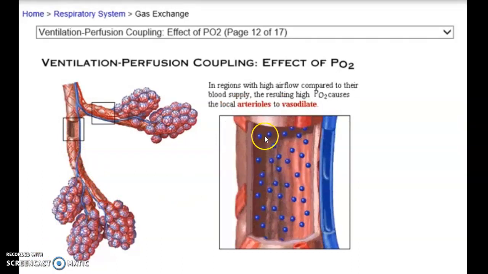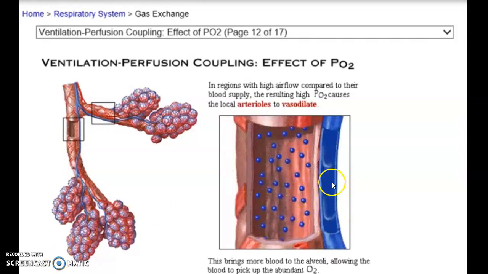Now, in a situation where I have a lot of airflow going to a region, then my blood vessels running to that area, the arterioles, now remember we're talking about pulmonary blood, so arterioles are oxygen poor blood vessels, are going to vasodilate, because if I have a lot of oxygen flowing in this area, then I want to have a lot of blood to pick up that oxygen. So we see now that this blood vessel has dilated. Now it has the ability to pick up more oxygen once it gets to the alveoli, because we're sending more blood to that area.